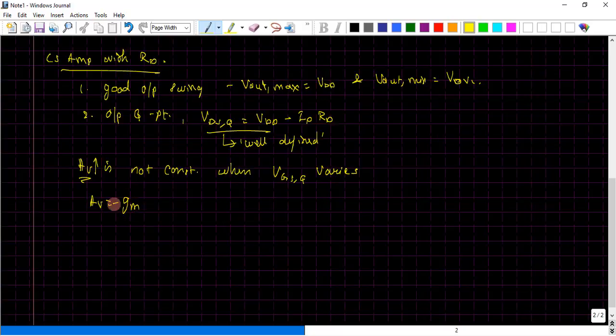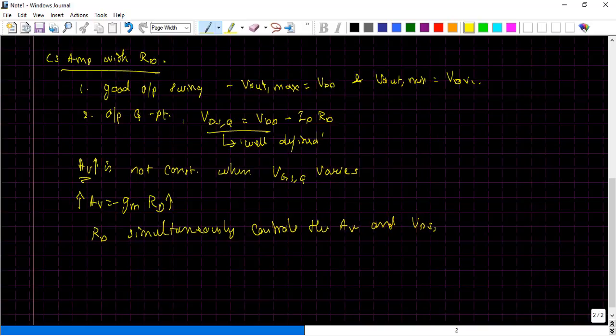Assume that I just want to increase the gain, because we know that the gain is basically minus GM times RD for this case, and I just want to increase the gain by increasing the RD. Now one of the major drawbacks here that I would point out is that the RD, when it varies, simultaneously controls the gain as well as the VDSQ, which means that there is a strong coupling of gain and the Q point definition with respect to RD.